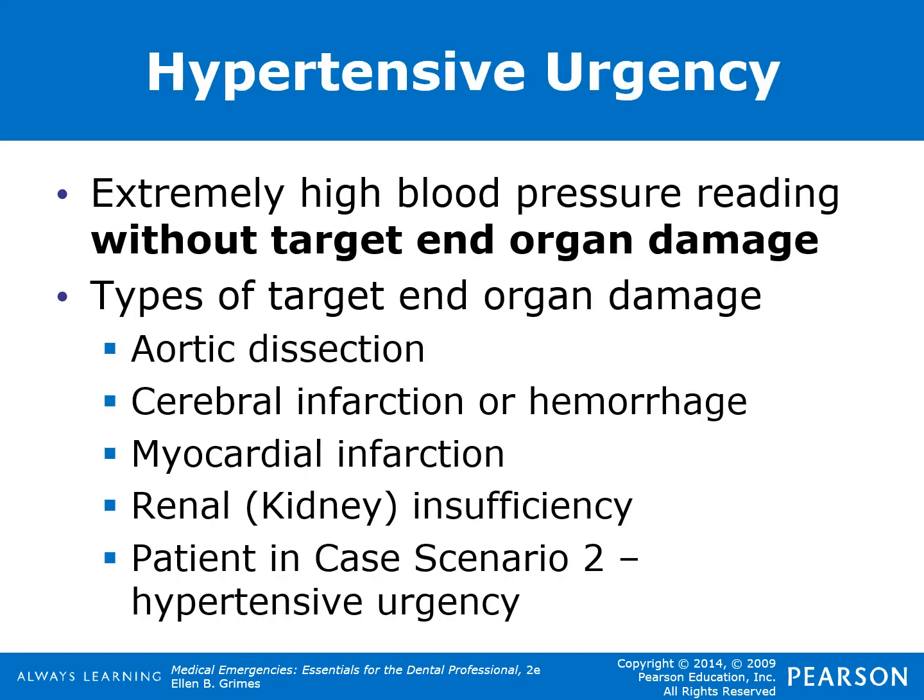So then we get into hypertensive urgency versus hypertensive emergencies. These are the first of our comparison dental emergencies. So hypertensive urgency is when they have an extremely high blood pressure reading, but they don't have any of that target end organ damage. So types of target end organ damage, you could have an aortic dissection, cerebral infarction or hemorrhage, myocardial infarction, or a renal insufficiency. Renal is your kidney. Patients in scenario 2 in your book have the hypertensive urgency.